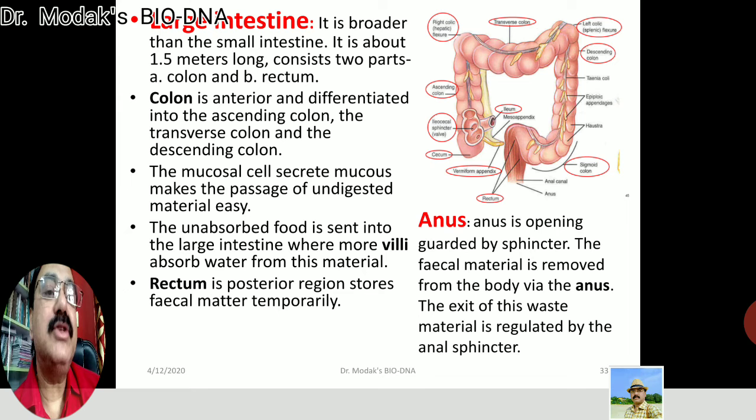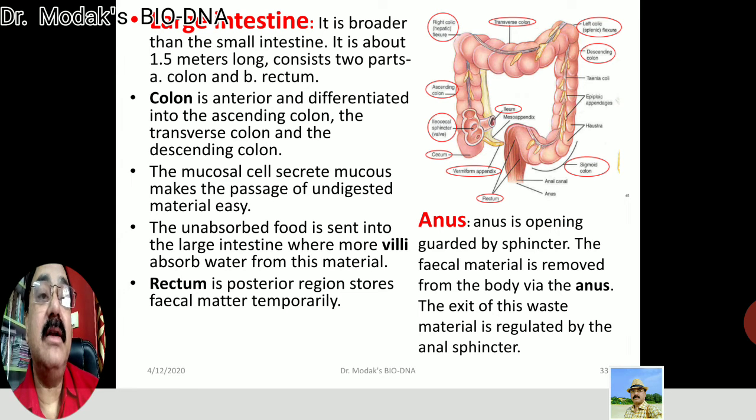Immediately attached to the small intestine is the ascending colon, as you can see in the diagram. Then there is the transverse colon. Then there is the descending colon which is attached to the rectum. Okay, the mucosal cells secrete mucus, which makes the passage of undigested food material easy. The unabsorbed food is sent into the large intestine, where more villi absorb water from this material.